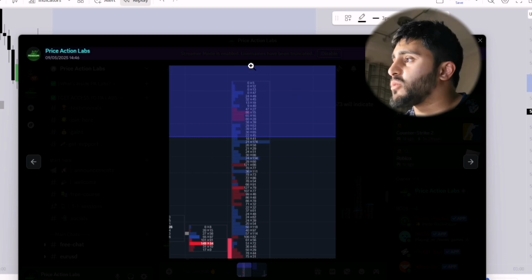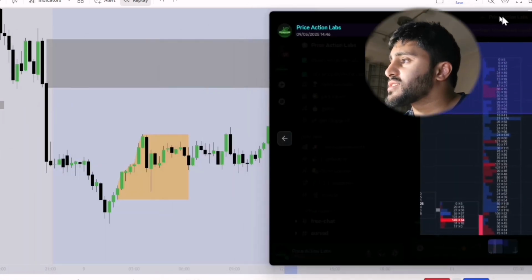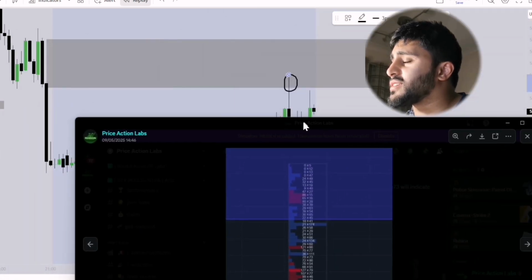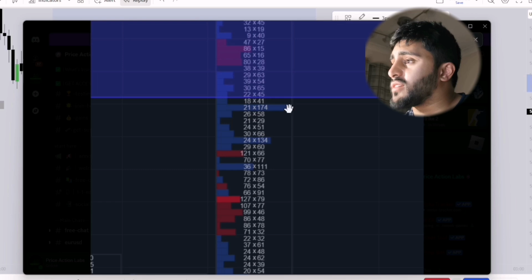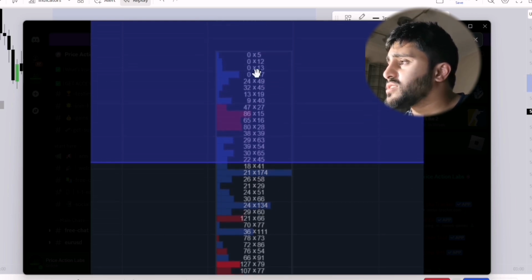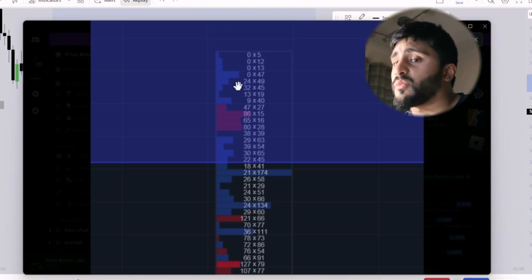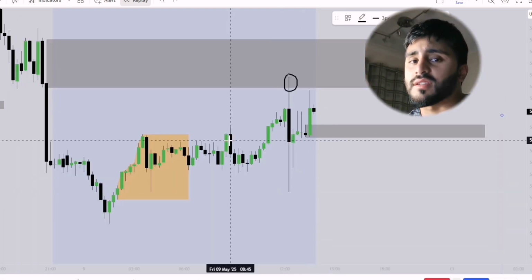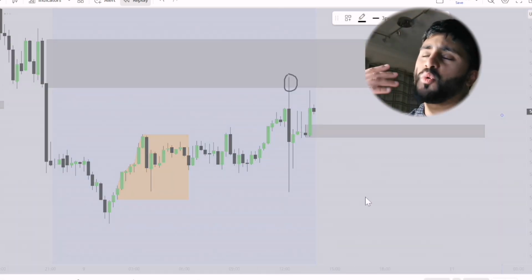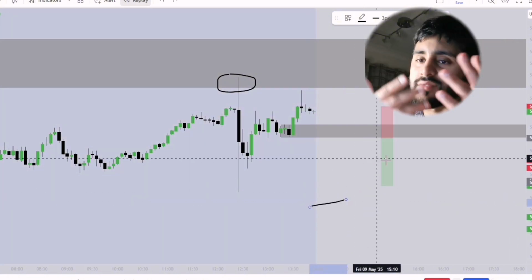Interestingly enough, if we go to the same wick and analyze it, this wick is exactly what you see just over here, the wick which I've circled. When you look into this wick, you can see a lot of positive delta. We see 21 for 174, we see 24 for 134. We see a lot of zeros at the top. When you see a lot of zeros and you see positive delta, what that means is that there are more aggressive buyers than aggressive sellers.